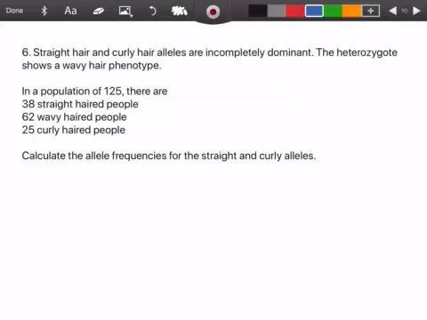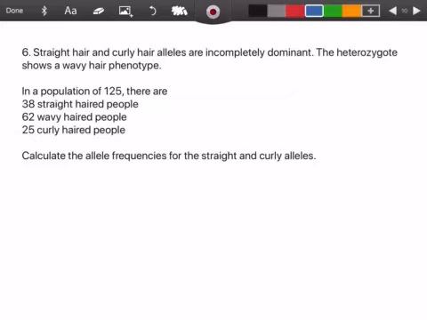Going to talk about how we can directly calculate the allele frequencies for a particular set of alleles. So let's say that straight hair and curly hair alleles show an incomplete dominant phenotype. That means that if you have either straight hair or curly hair in the homozygous state, you will have one or the other. So 2 copies of the straight hair allele gives you straight hair, 2 copies of curly hair gives you curly hair. If you are wavy-haired, you are the heterozygote. So there we see our intermediate phenotype.